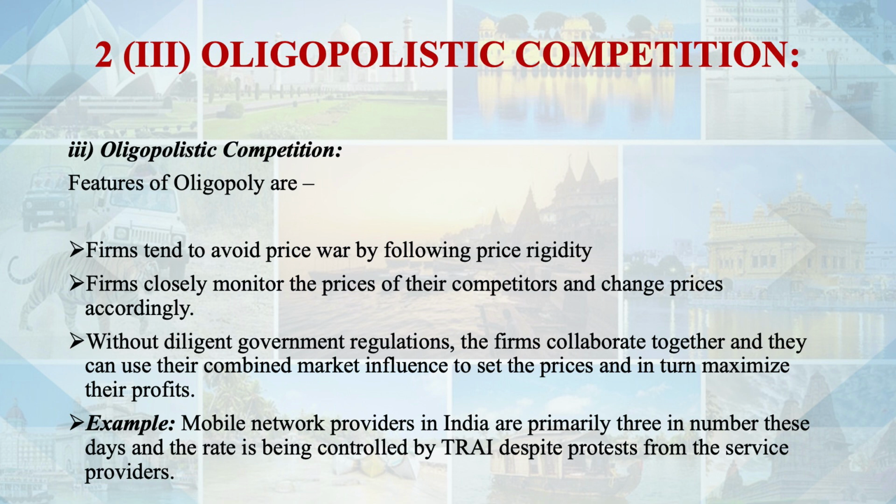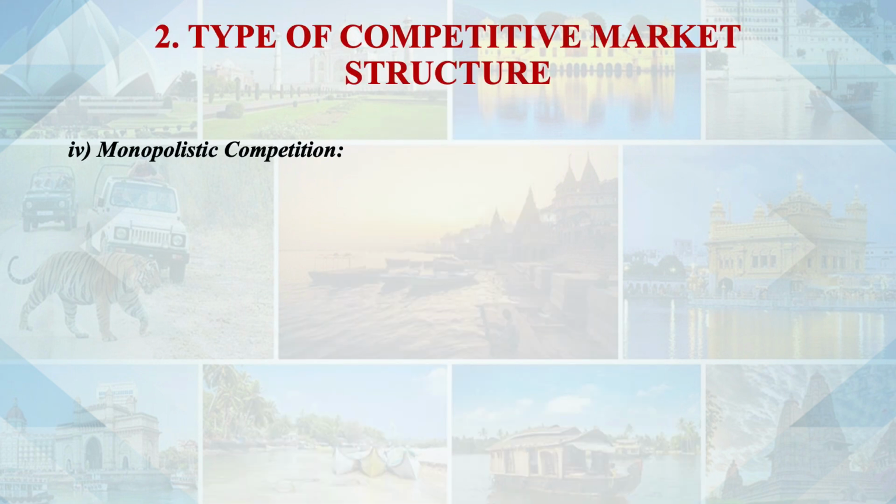The rate of the mobile services is being controlled by TRAI despite protests from the service providers. The service providers have the opportunity to price them in collusion to each other, but since we have a government intervention in this case, these 3 private operators are controlled by the dictates of TRAI and the rates have to be fixed accordingly. The fourth is the monopolistic competition.